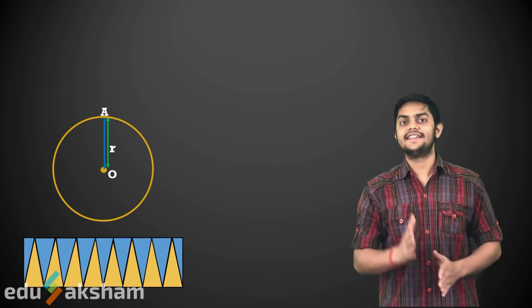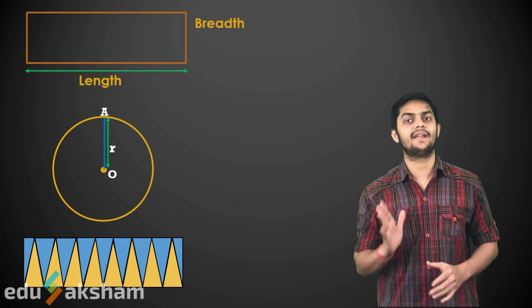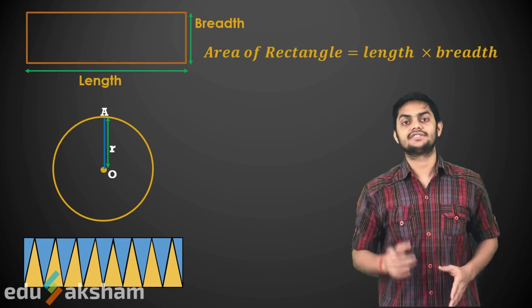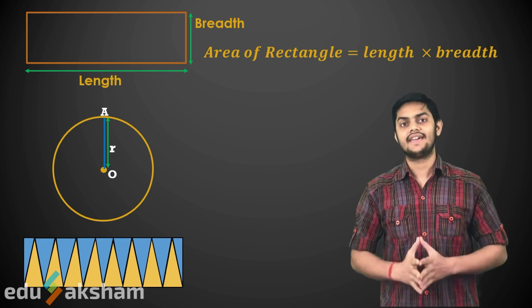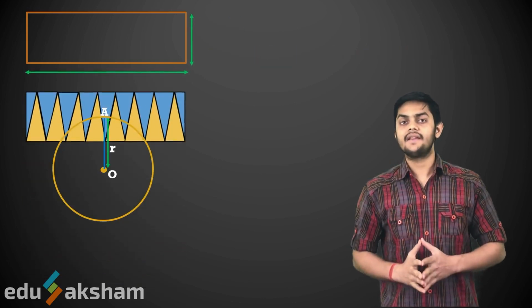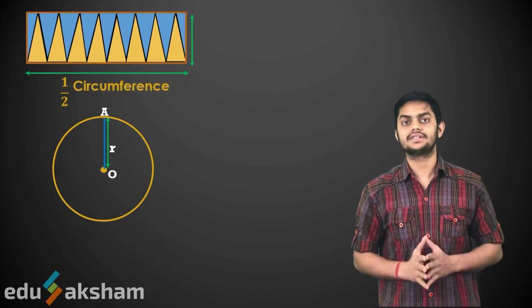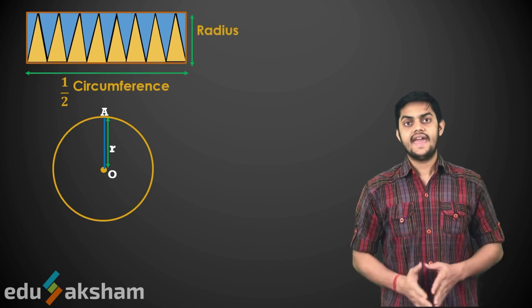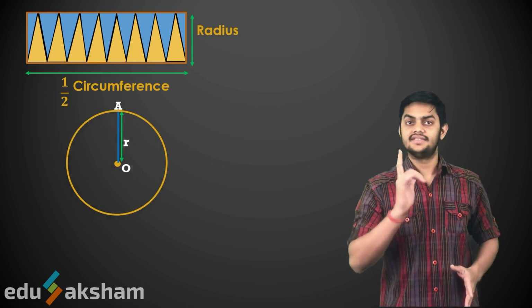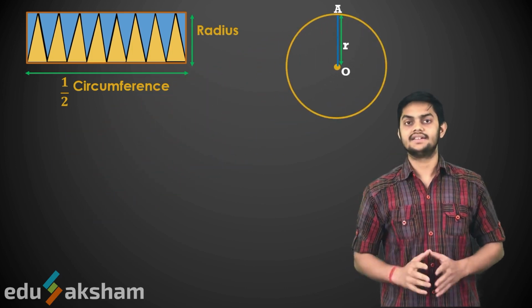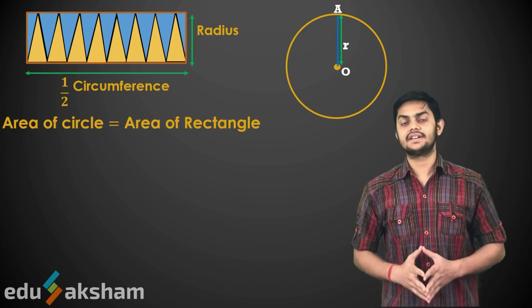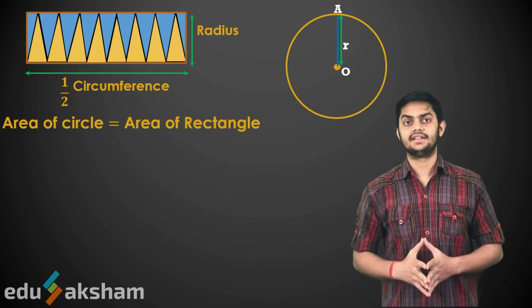We know a rectangle is a shape having length and breadth, and the area of a rectangle is the product of its length and breadth. Here, the length of the rectangle formed is half of the circumference and the breadth is the radius of the given circle. As we have seen here, this rectangle is formed by triangles inside the circle. Therefore, the area of the circle is equal to the area of the rectangle.